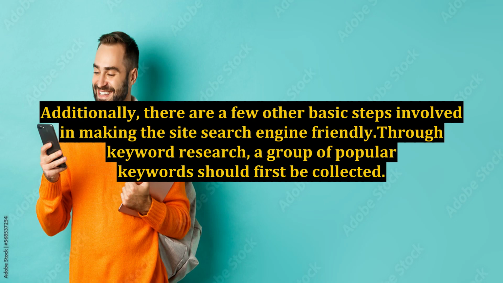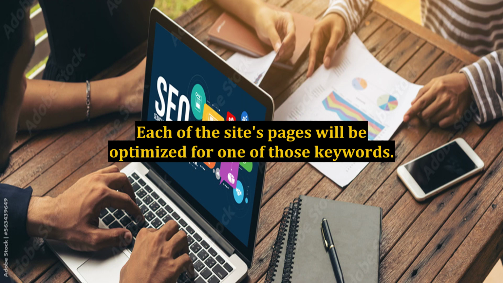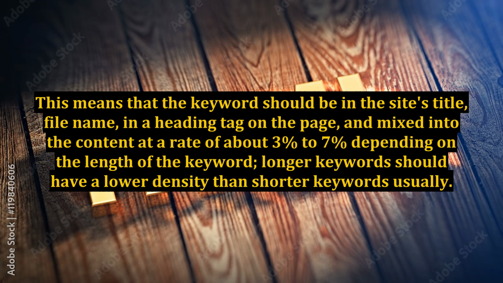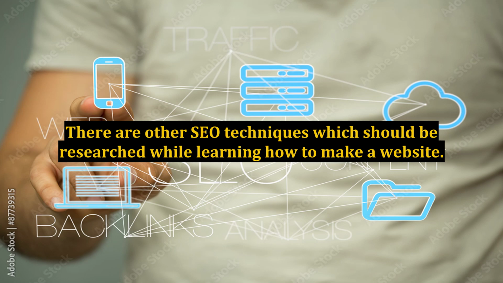Additionally, there are a few other basic steps involved in making the site search engine friendly through keyword research. A group of popular keywords should first be collected. Each of the site's pages will be optimized for one of those keywords. This means that the keyword should be in the site's title, file name, in a heading tag on the page, and mixed into the content at a rate of about 3% to 7% depending on the length of the keyword. Longer keywords should usually have a lower density than shorter keywords. There are other SEO techniques which should be researched while learning how to make a website. However, the basic techniques stated here are the core principles which should be followed.